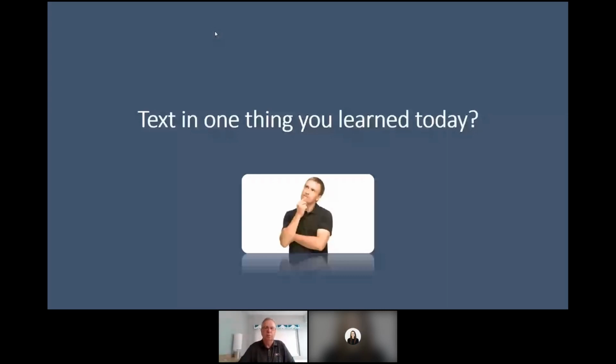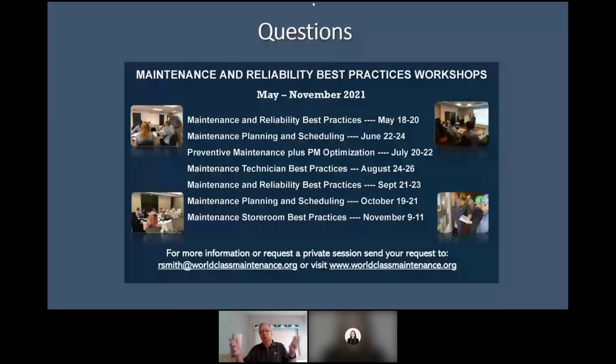Is that it? That's all we've gotten. Okay, let's move on. So, questions? There's the training I've got coming up. Maintenance and reliability best practices, that's already done, that's over. Planning and scheduling June 22nd to 24th. Preventive maintenance plus PM optimization July 20th to 22nd. Maintenance technician best practices. Anytime I do the maintenance and reliability best practices, I help prepare you for the CMRP. The maintenance technician, I help prepare you for the CMRT. And then we've got maintenance storeroom practices coming up in November.